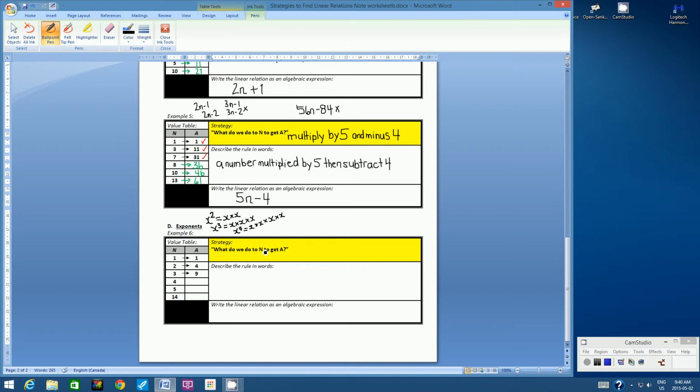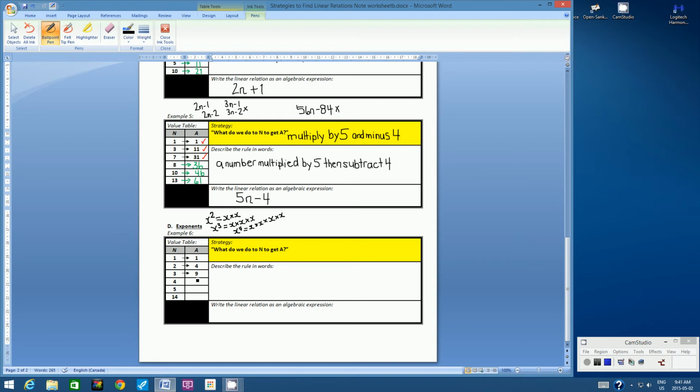Okay, so again, strategy highlighted in yellow. What do we do to n to get a? So we start with 1 and then we end up with 1. Well, that's tricky because that could be x squared, that could be x cubed, that could be x to the power of 4, it could be almost anything. So let's go to the next example. We have a value of n, and then we get 4. Okay, so I think I've got an idea here. So let's check it with this one. We have a value of n of 3, and then we end up with an a value of 9.